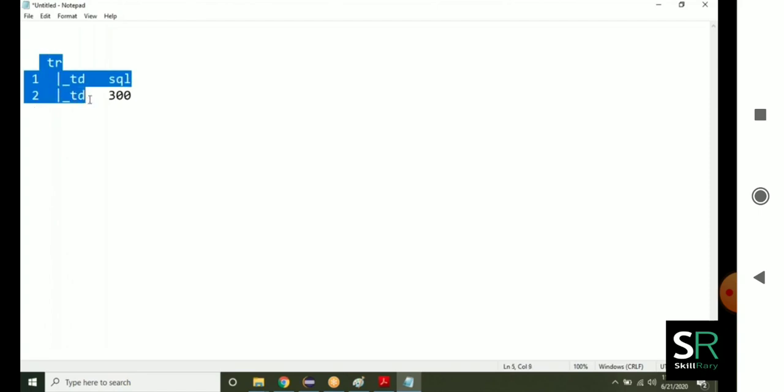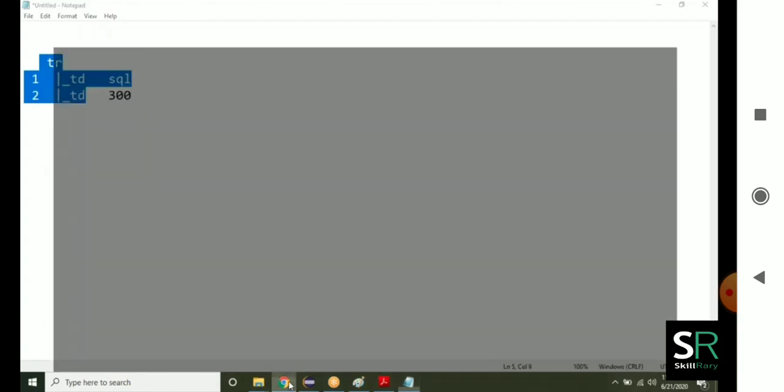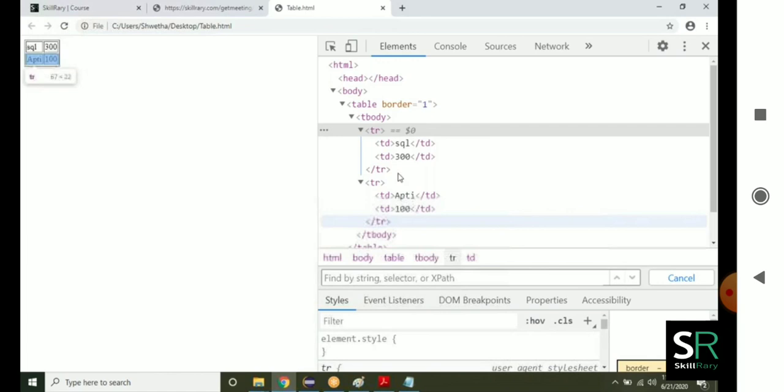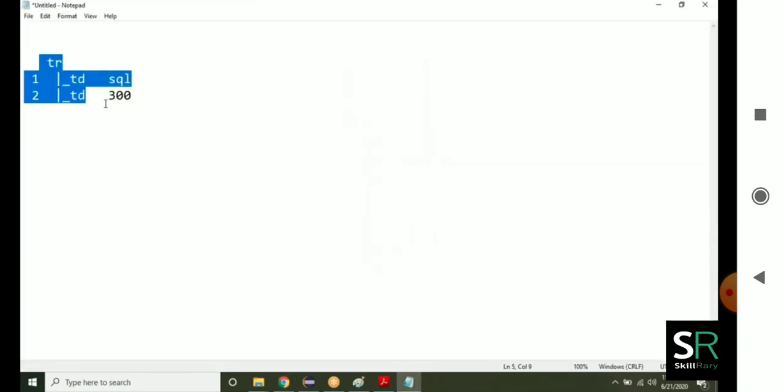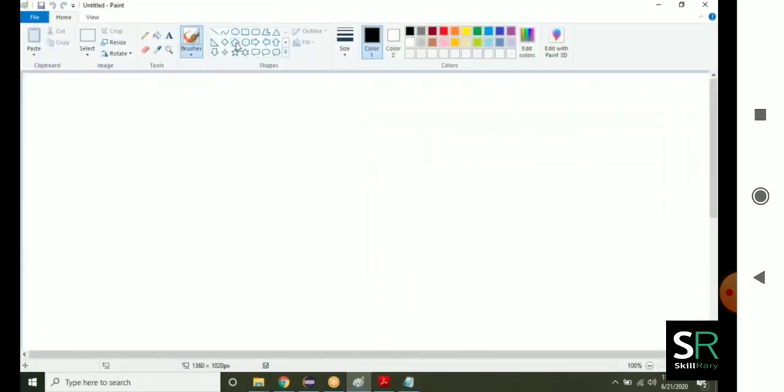This is called HTML. I have written the HTML tree only for this one. TR1, in that there are two TDs: one is SQL and one more is the price. I can also write like this. See here, instead of writing like this, let me write like this.